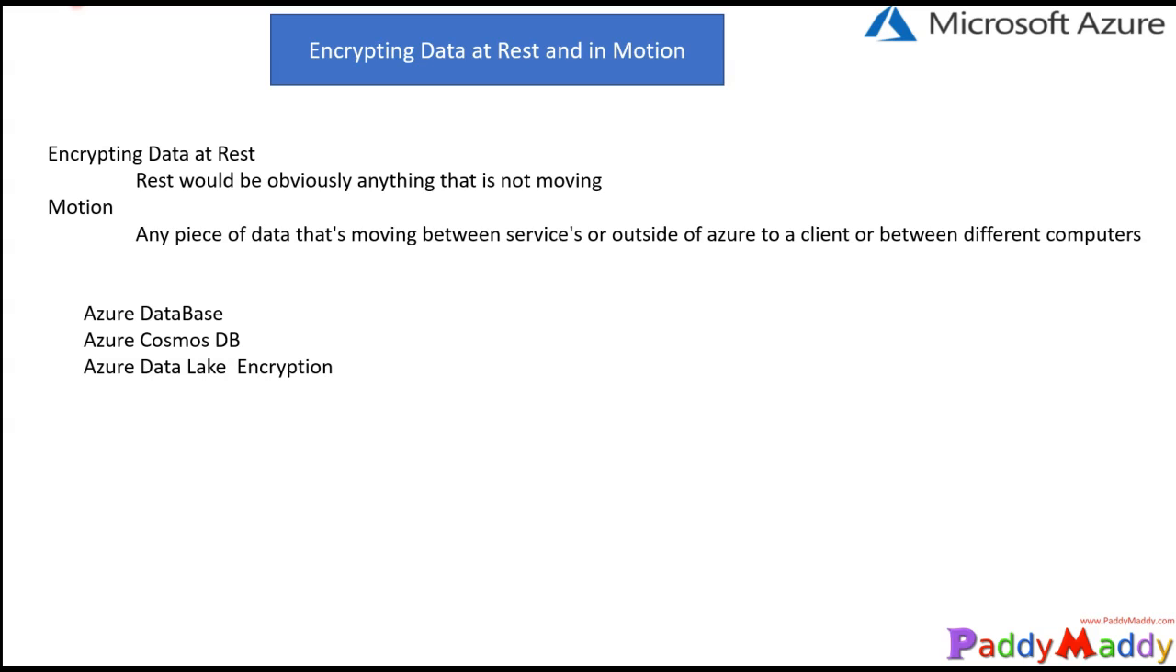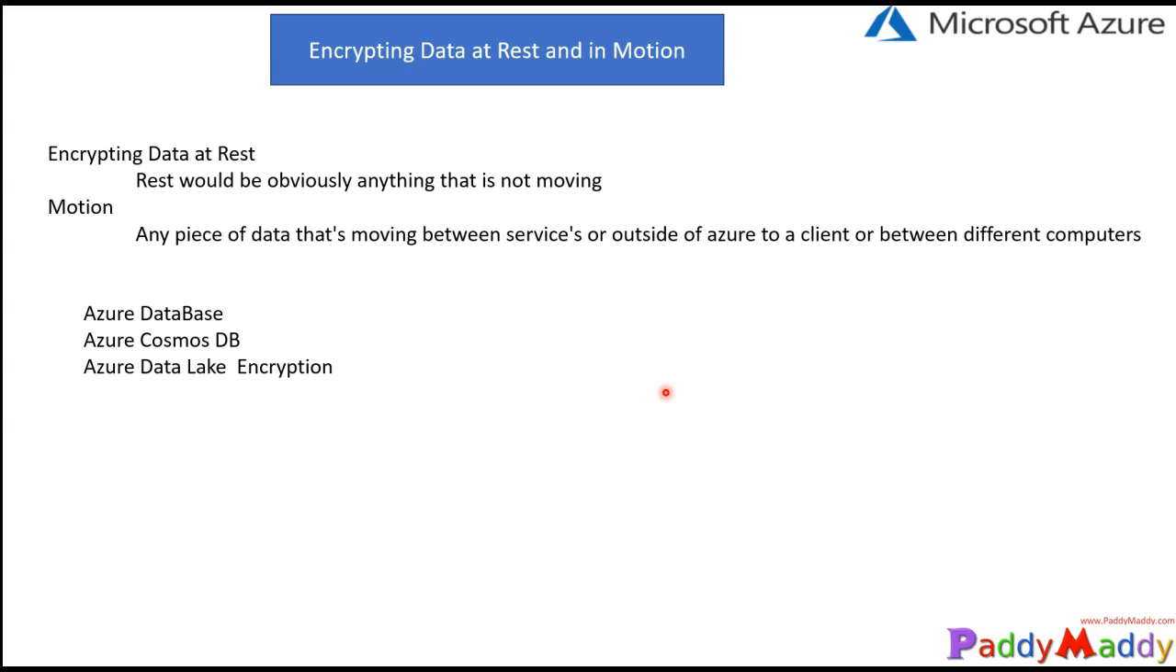Hello and welcome back. In this lecture, we will be learning about encryption methods that we have for Azure Database, Cosmos DB, and Data Lake encryption so that we can secure our data by encrypting data at rest and in motion. We are going to start off by talking about encrypting data at rest, and then we will be moving to data in motion. Let's define what exactly data at rest is.